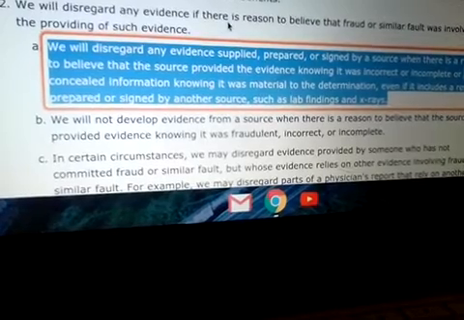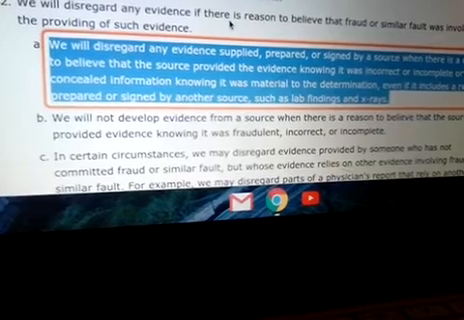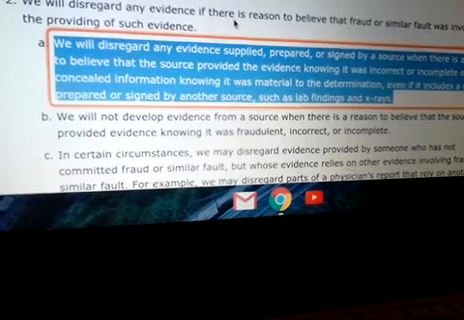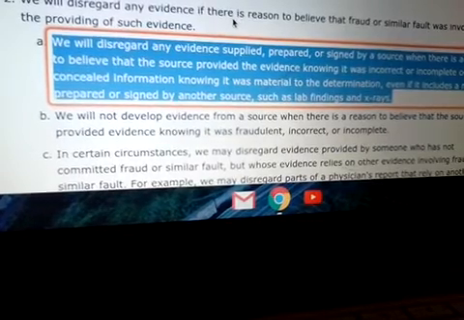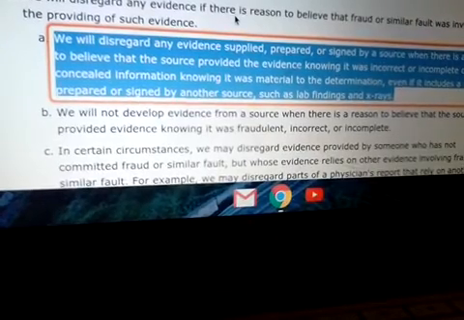We will disregard any evidence supplied, prepared, or signed by a source when there is a reason to believe that the source provided the evidence knowing it was incorrect or incomplete or concealed information knowing it was material to the determination, even if it includes a report prepared or signed by another source, such as lab findings and X-rays.